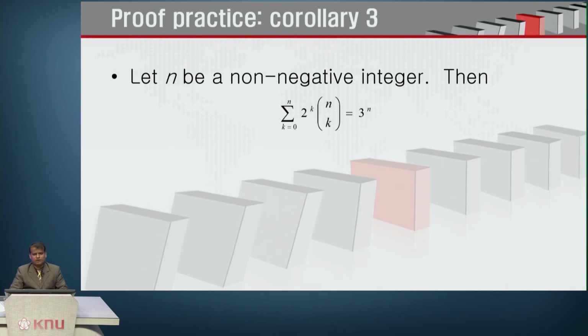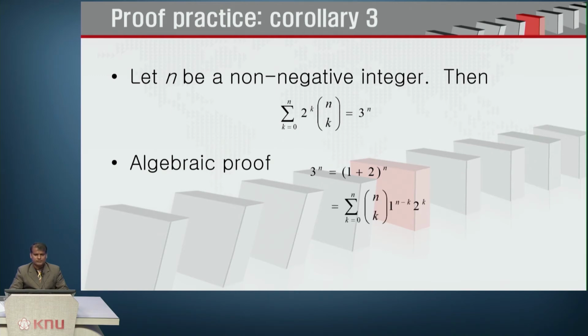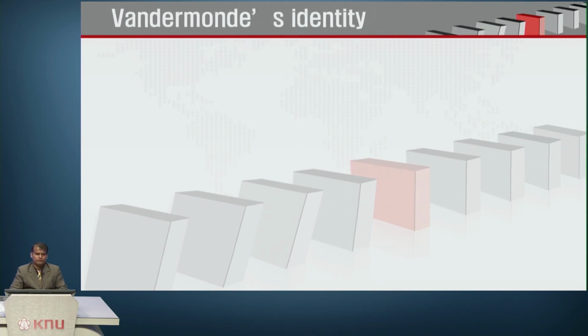Then again, n is a non-negative integer, and you have the summation k equals 0 to n of 2 power k times n choose k equals 3 power n. Again, you have to go for this, 3 power n equals (1 plus 2) power n, and that again you are going backwards to find the solution. 1 power k times 1 power n minus k times 2 power k, and again you are trying to utilize this fact and trying to find the solution for that.